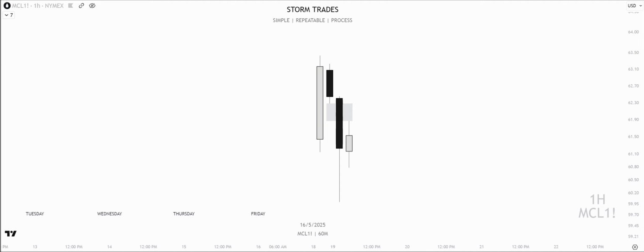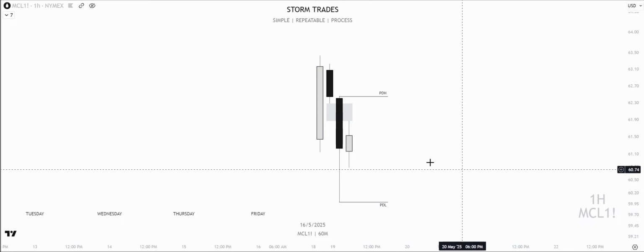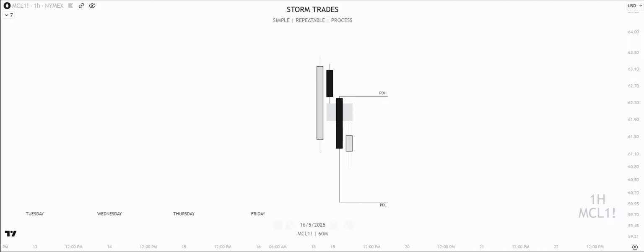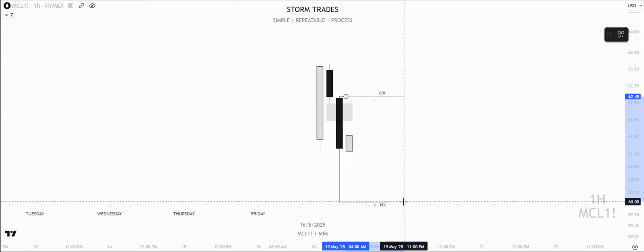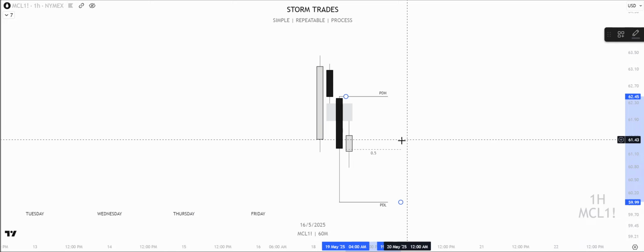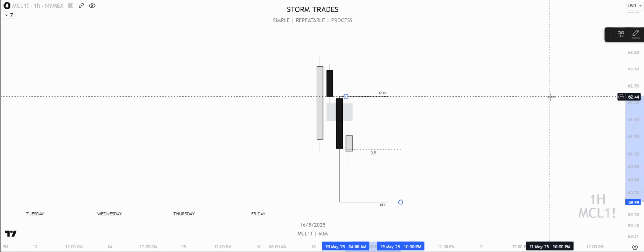All right, so first things first, as you see every time, I always mark off the previous daily high and the previous daily low just to sort of take a look at where we are. I'll then draw a fib from the daily high to the daily low just to sort of see where we are at the time of analysis with regards to the midpoint of the previous daily candle.